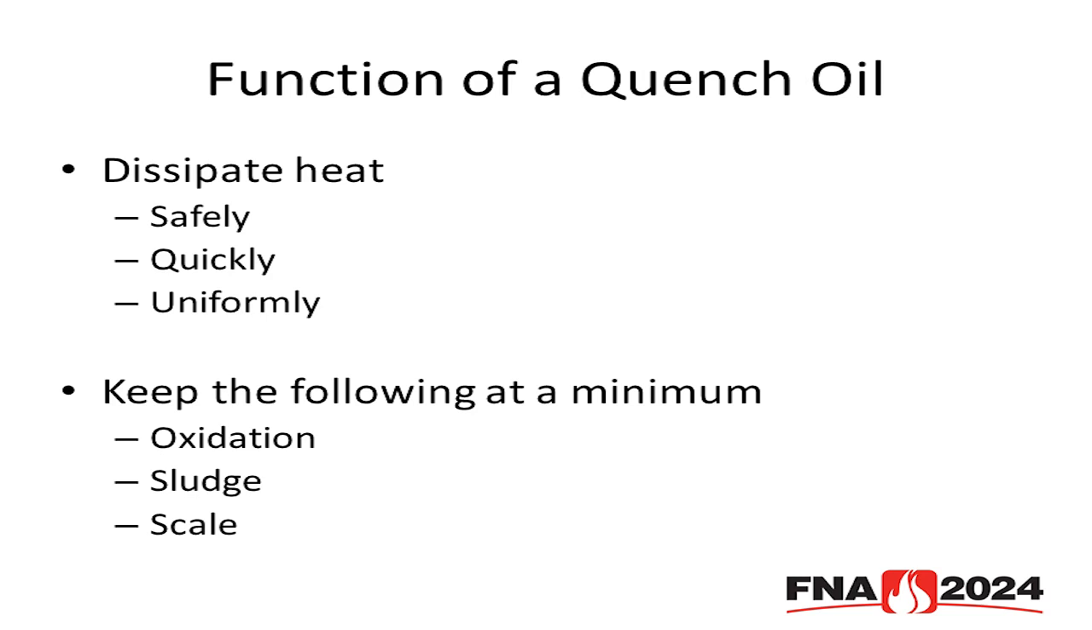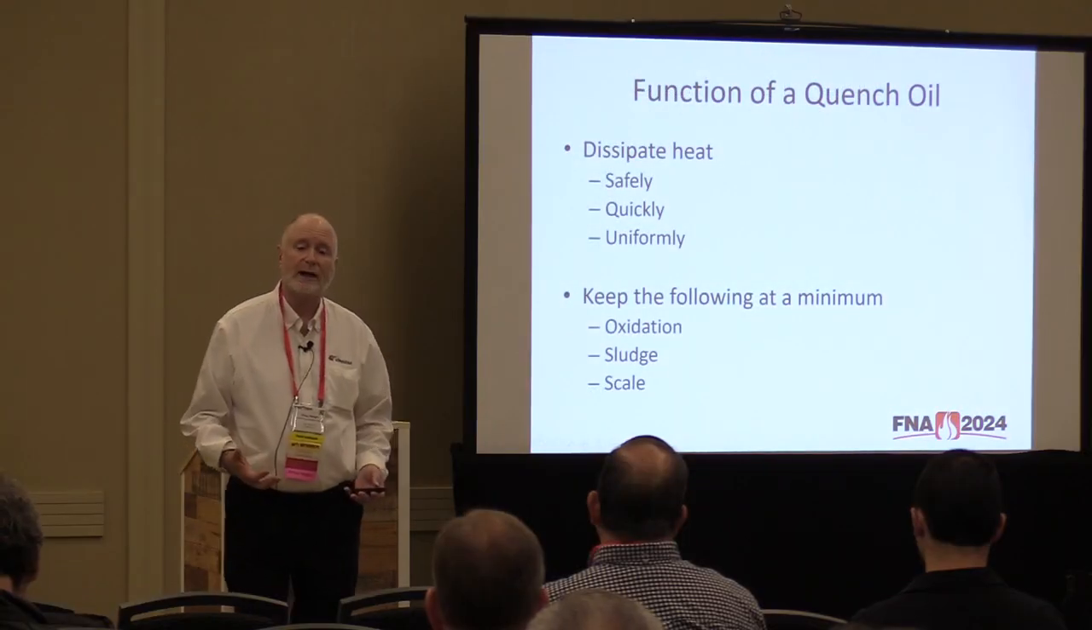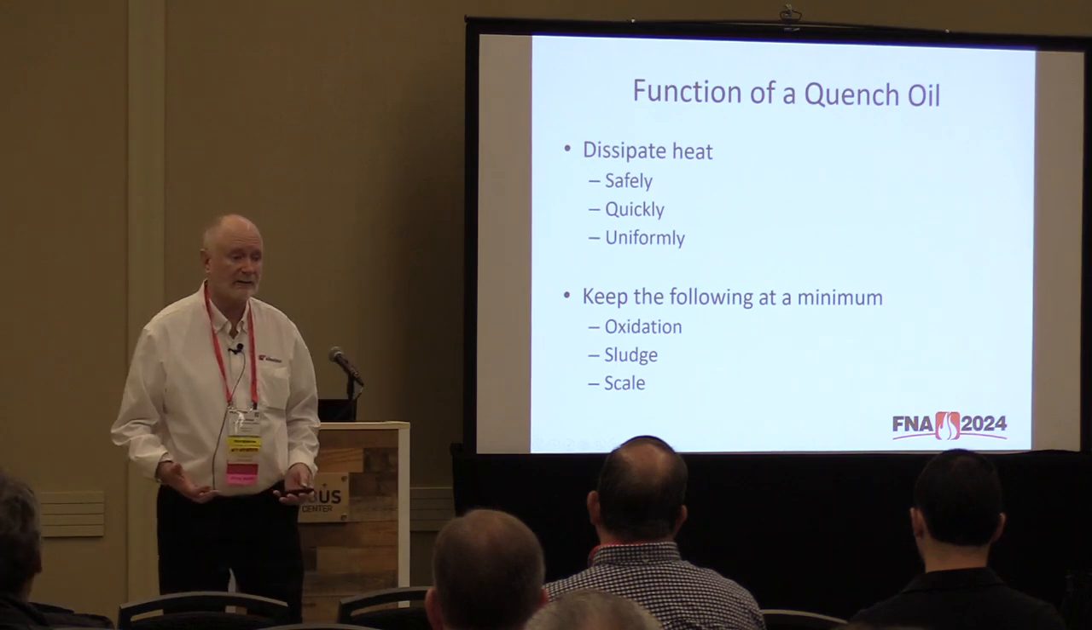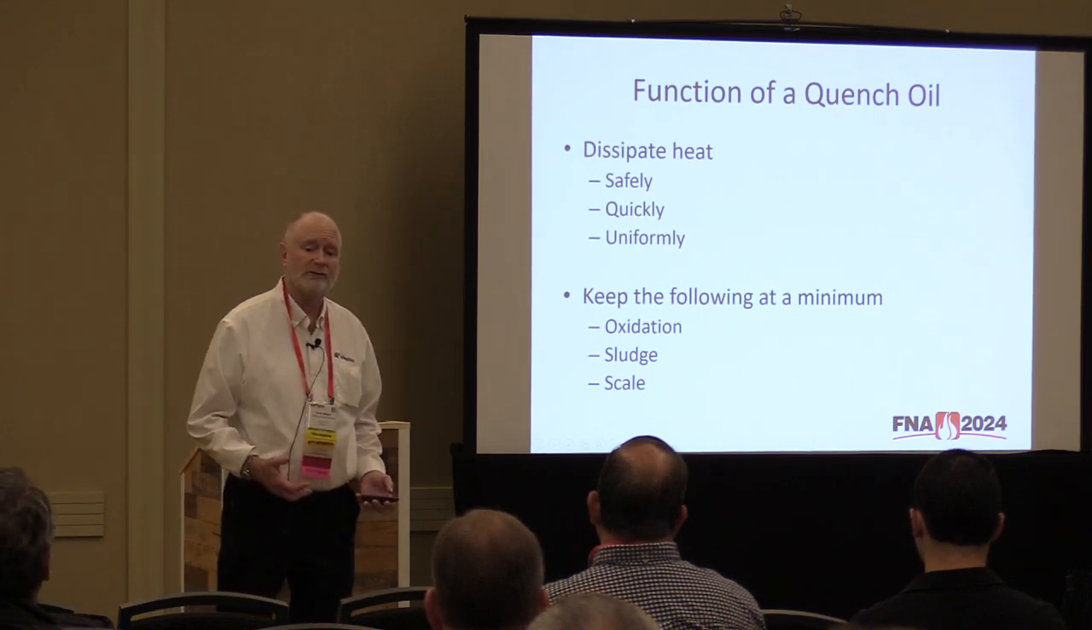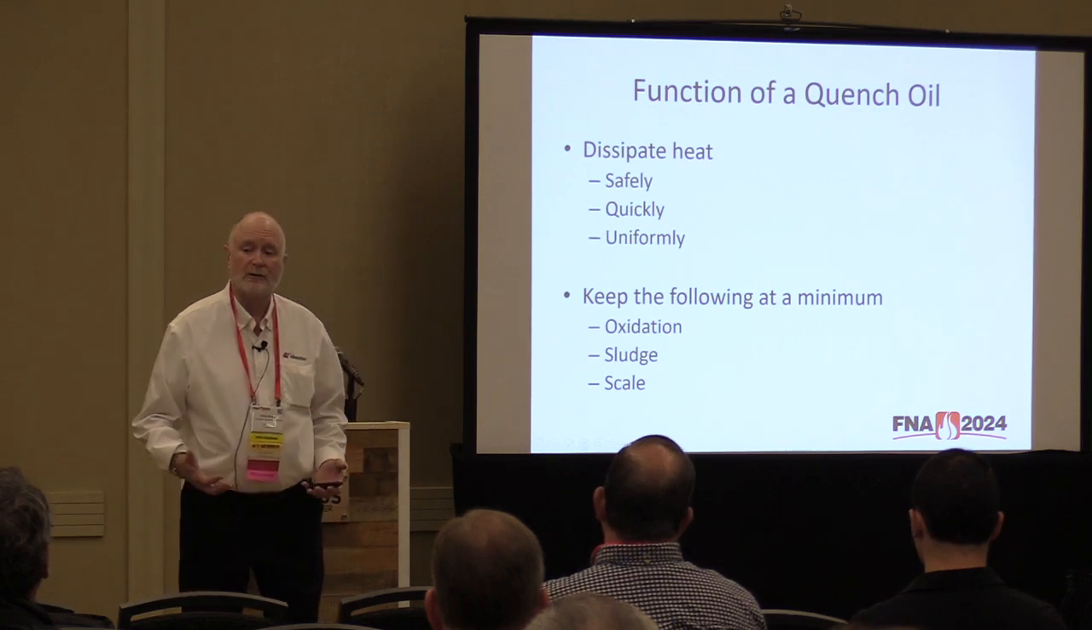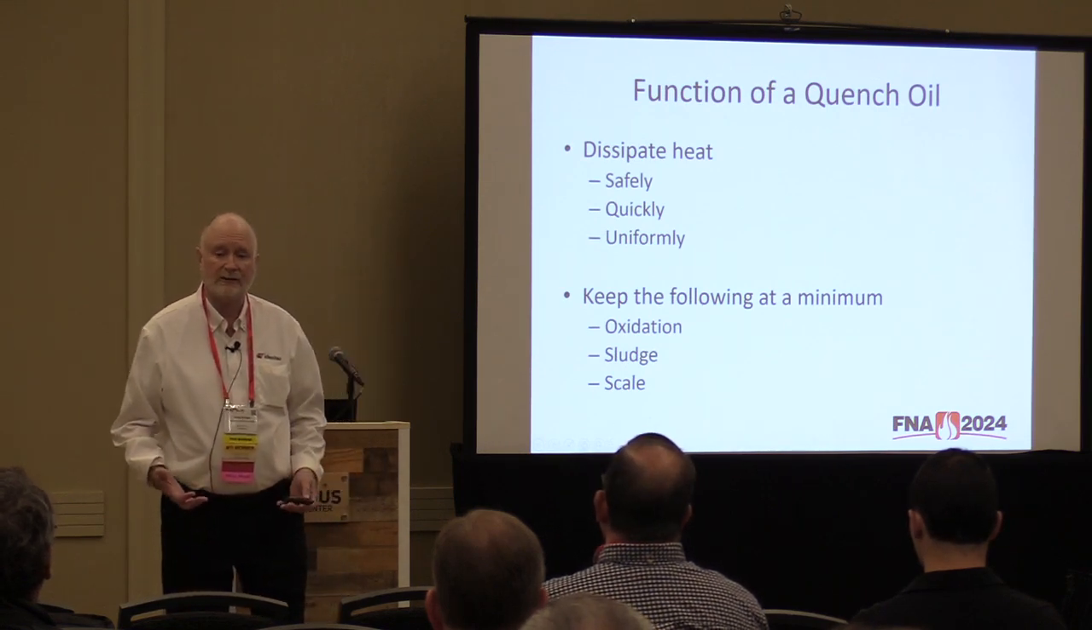So what is the role of a quench oil? It's to dissipate heat, to do it quickly, safely, and uniformly. You have to keep oxidation, sludge, and scale at a minimum, because if you don't, you cannot dissipate the heat evenly. Sludge and scale are thicker and more viscous than a quench oil. Therefore, they dissipate the heat at a slower rate.